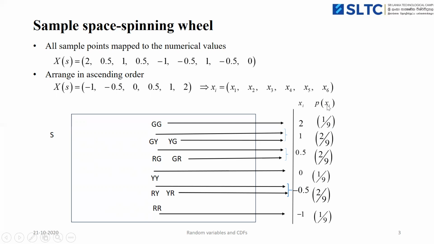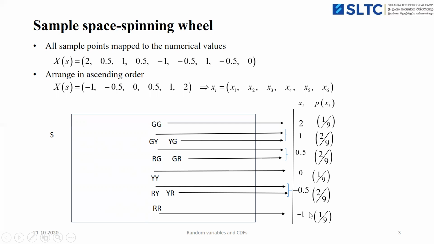Okay, so we know that the probability of occurrence of the event RR is 1 by 9 because there are 9 possible outcomes. It assumes that all the outcomes have equal probability, so for each outcome the probability is 1 by 9.